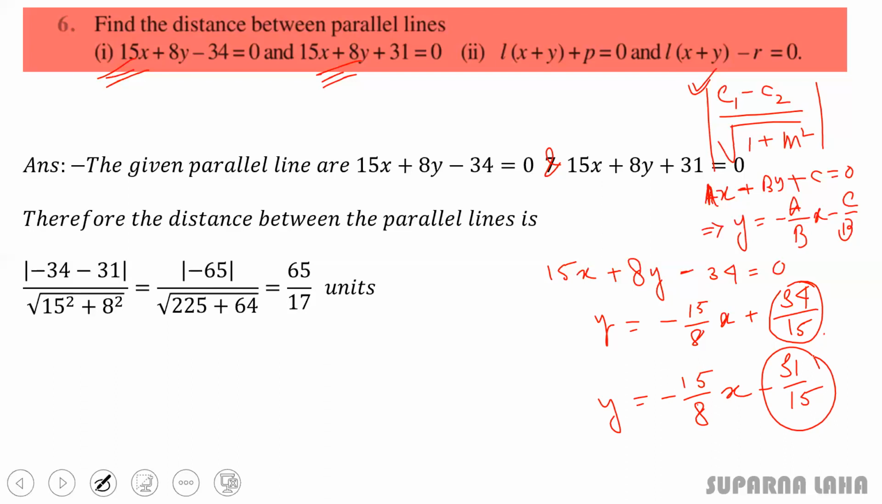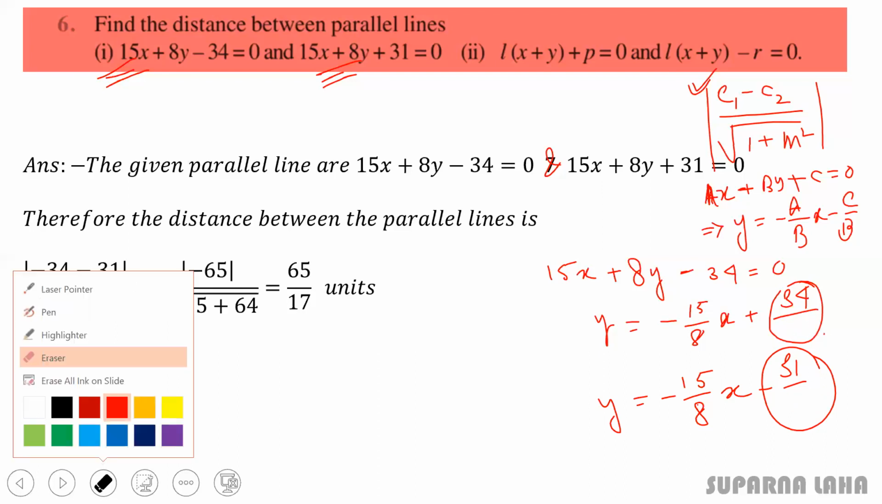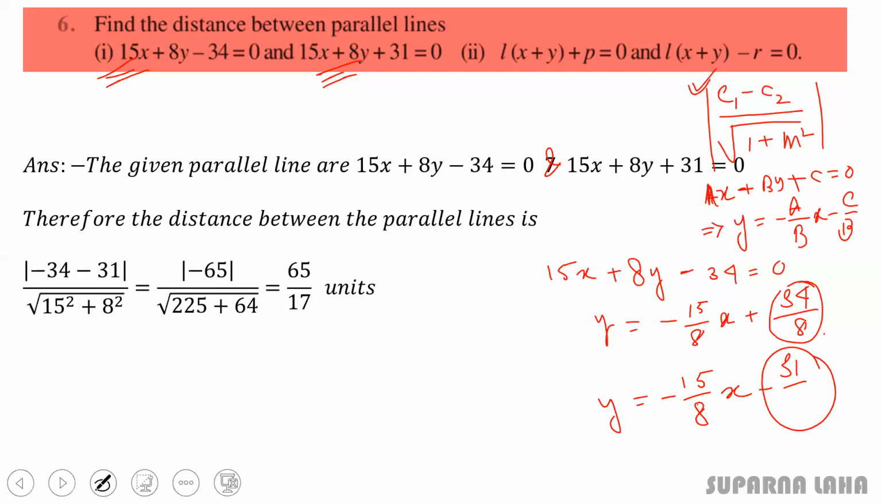That will be cancelled. Take this one is 8, not 15. This denominator will be 8. Correct it. That is 8 here. Okay. So if we put this value here, C1 minus C2 by 1 plus m square, it will come 65 by 17 units. So this is the distance between these two parallel lines.